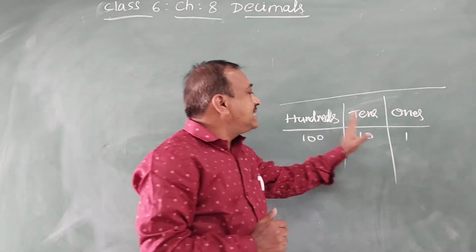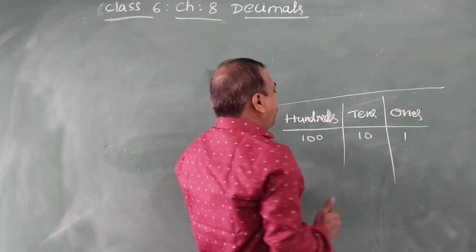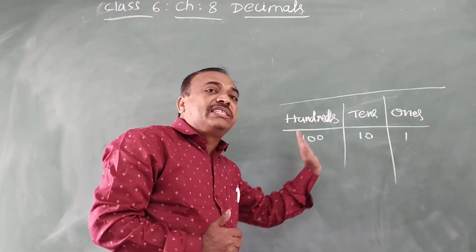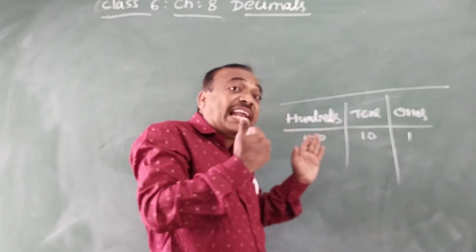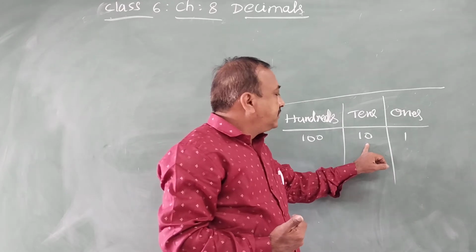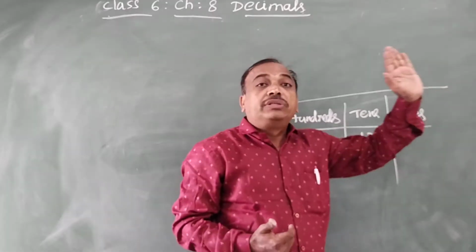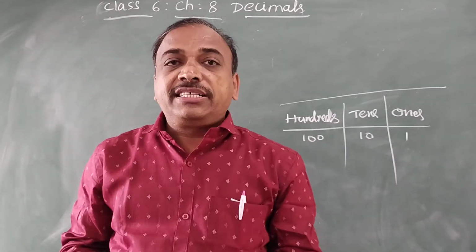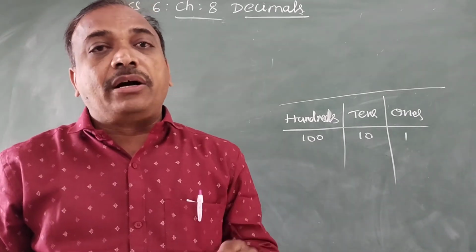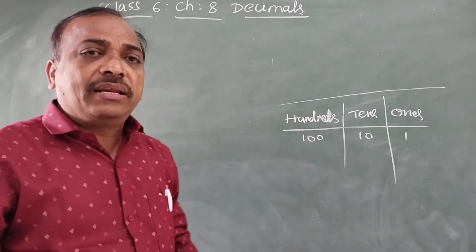Now when you go from left to right, hundreds, tens, ones, how many times is the value decreasing? 10 times. 100 by 10 will give you this, 10 by 10 will give you this. The next. So there the decimal concept has been introduced. That is the introduction of decimals.